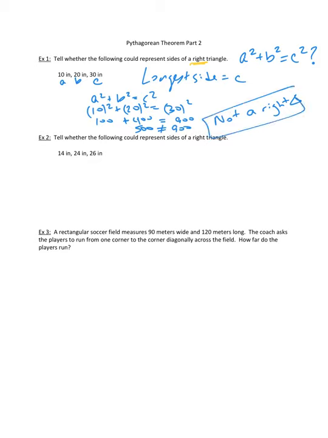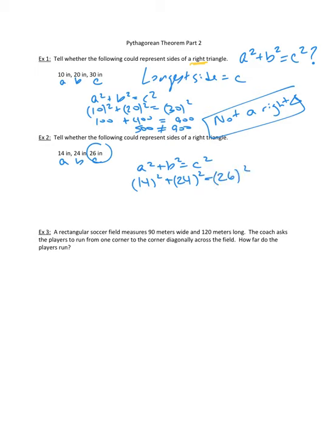Okay, so you guys can try example 2 on your own. Again, c would be the longest side, and these would be a and b. So I'm going to go into a squared plus b squared equals c squared, and plug in 14 squared plus 24 squared. Does that equal 26 squared?